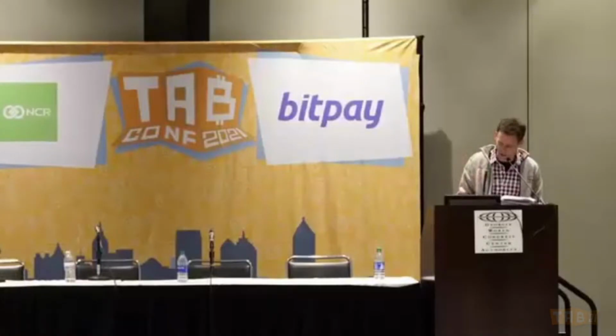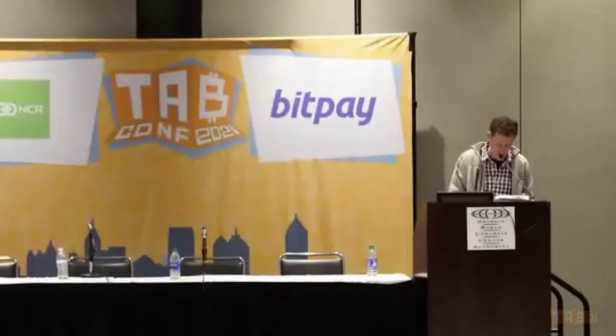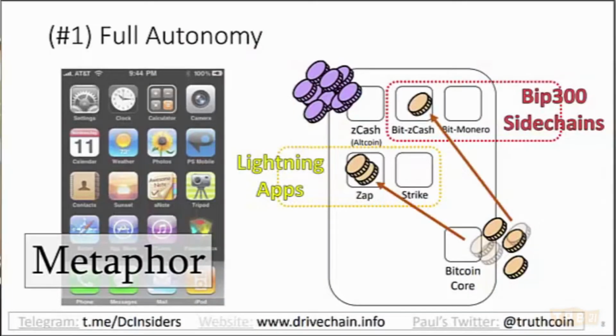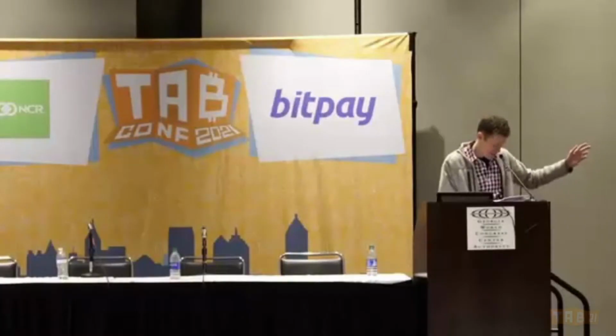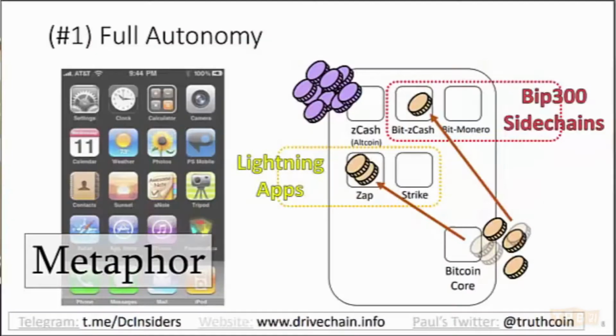So it's very similar to a Lightning app. I'm going to now give a little demonstration here. So you see the coins move over. 2 coins went over to Zap in the Lightning world, and 1 coin went over to BitZcash in the BIP 300 world. Still, there's still 21 million coins total.